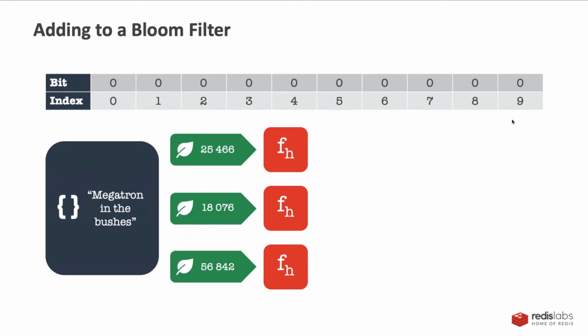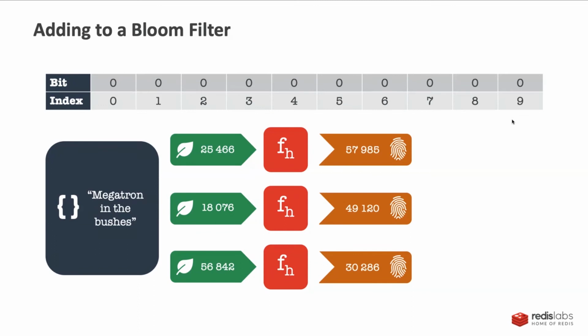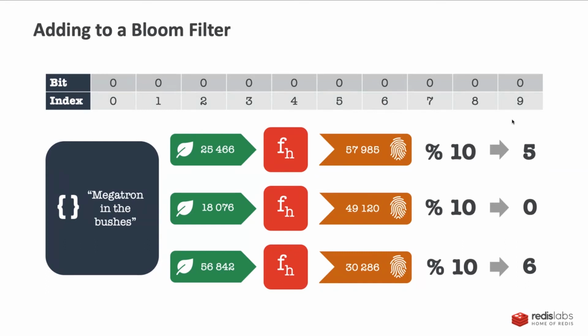But it's Megatron in the bushes, and we want to know if we've seen this before or not. And so we're going to add it to the Bloom filter when it's submitted. We take that whole account, and we run it through those hash functions and get some signatures. We get some numbers, and we modulus them with the width of the Bloom filter. So our Bloom filter has a width of 10. And then we get indexes.